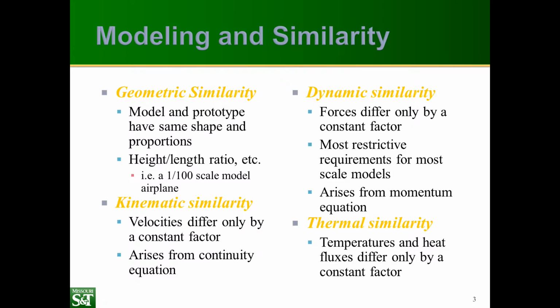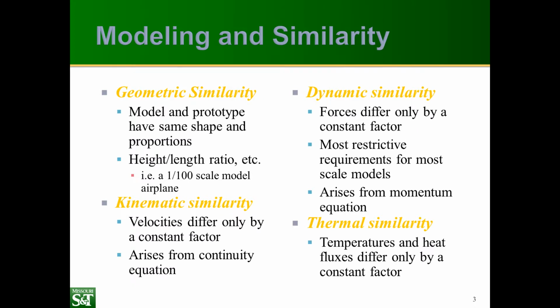Kinematic similarity means that your velocities differ everywhere by just some constant factor. So what that means is the velocity everywhere in your model is half the velocity in your prototype. And this comes from the continuity equation, so there's no particular dimensionless numbers that need to be satisfied, but it does require geometric similarity. So if you don't have geometric similarity, you can't have kinematic similarity.